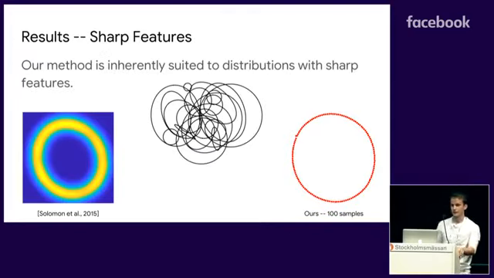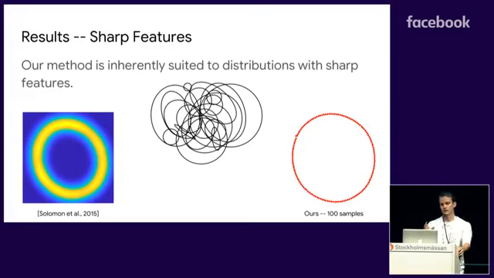One advantage of our method versus competing entropic regularized ones is that it preserves sharp features. So here, the input distributions are uniform distributions over the contours of the 20 ellipses shown there. The ellipses are randomly drawn. There is some theory saying that the true barycenter in this case should be the unit circle centered at the origin. And we do indeed recover that with 100 samples.